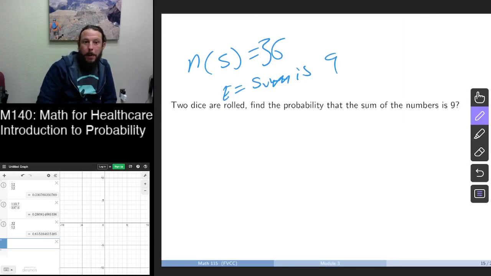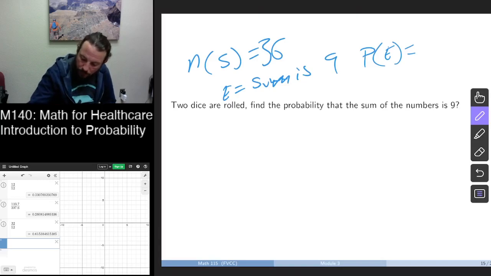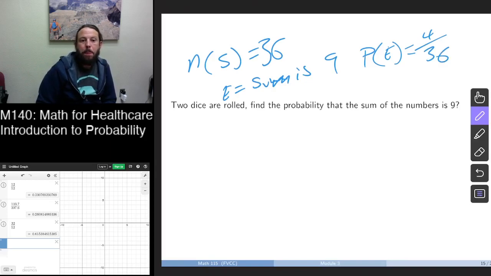Well, the probability of E is, well, how many ways can we get a 9? If you look at that chart, it comes out that there's 4 ways: 5, 4, 4, 5, 3, 6, and 6, 3. This is going to be 4 out of 36. Hopefully you remember that kind of thing.